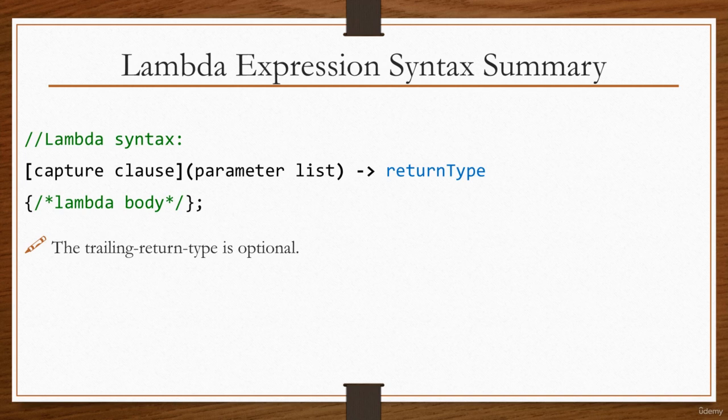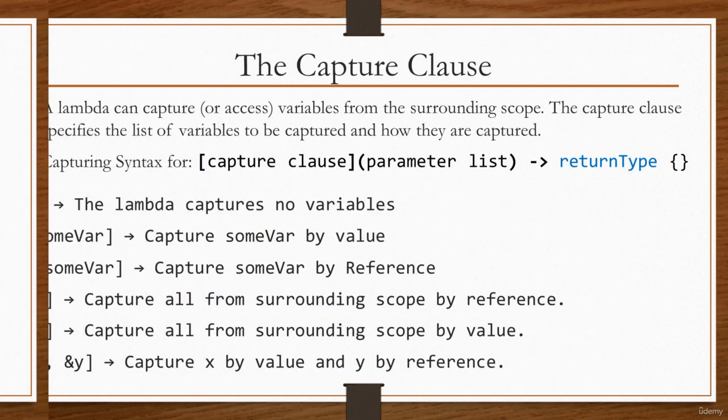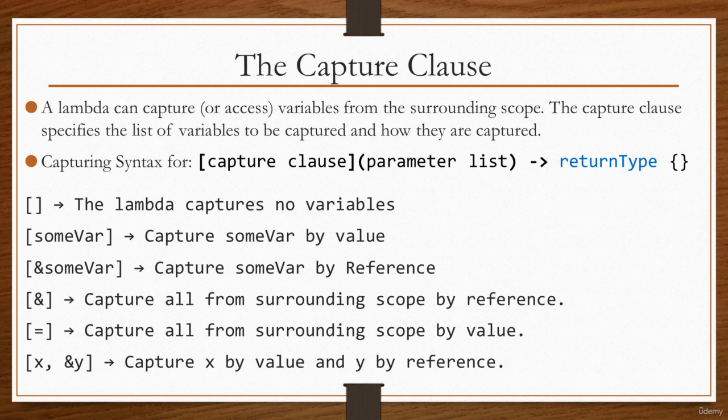Now in this lecture I want to talk about the capture clause. A lambda cannot access variables from the outside scope directly. You actually have to specify the ones that you want to access either by value or by reference explicitly within the capture clause or list. Now of course you can pass certain variables in as parameters if you want, but the capture clause also allows us to specify which variables from the external scope we want to have access within the lambda function body.